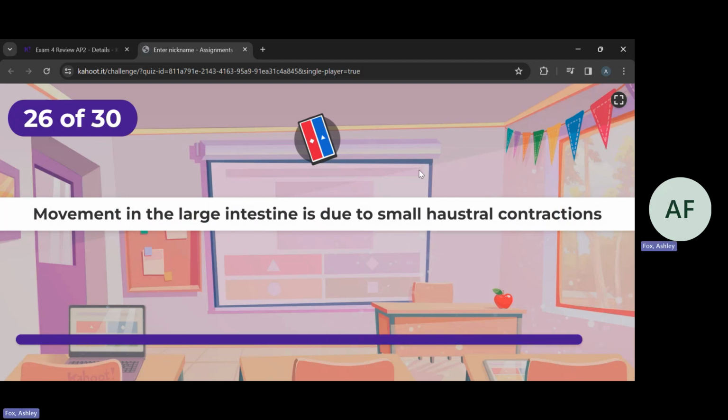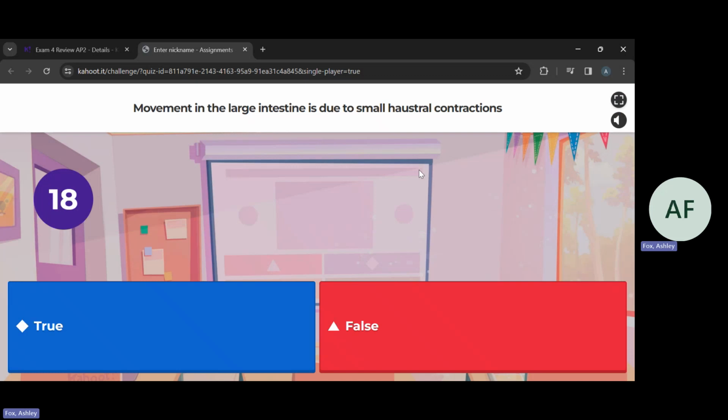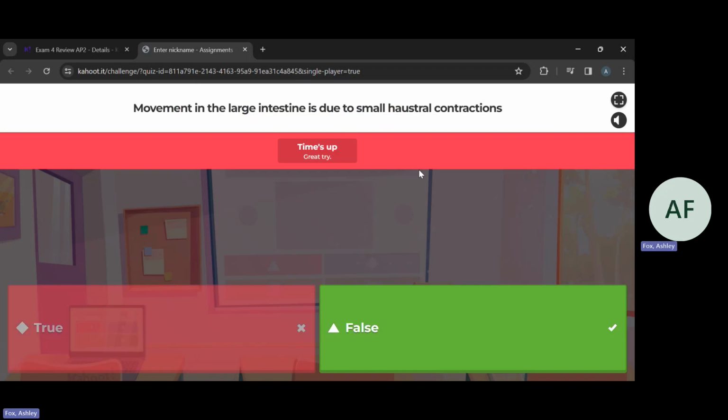Movement in the large intestine is due to small haustral contractions, true or false? This is false. The haustra do contract. There is contraction there, but the major movement in the large intestine is due to the mass movements that happen 3 to 4 times a day, where there's just a major movement of the large intestine all along to push feces into the rectum.